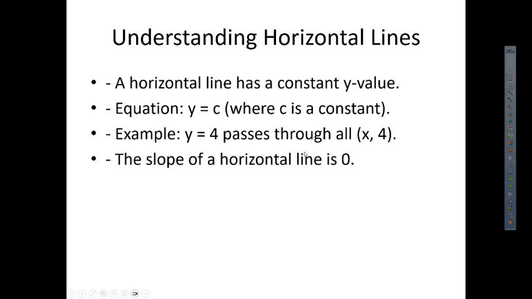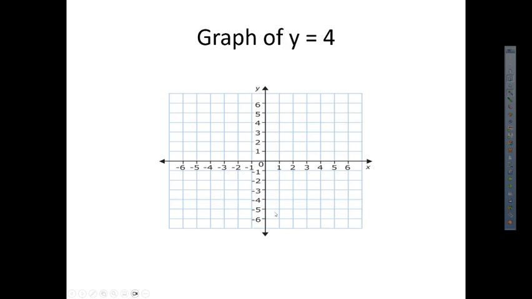Okay, so understanding horizontal lines. Horizontal lines will run parallel to your x-axis. A horizontal line has a constant y value. So the equation you're going to see is just y equals c, like y just equals a number with no x attached to it, where c is a constant. For an example, y equals 4 passes through all x values. Doesn't matter what the x is as long as our y is at 4. And then last but not least, and the most important part, is that the slope of a horizontal line is 0.